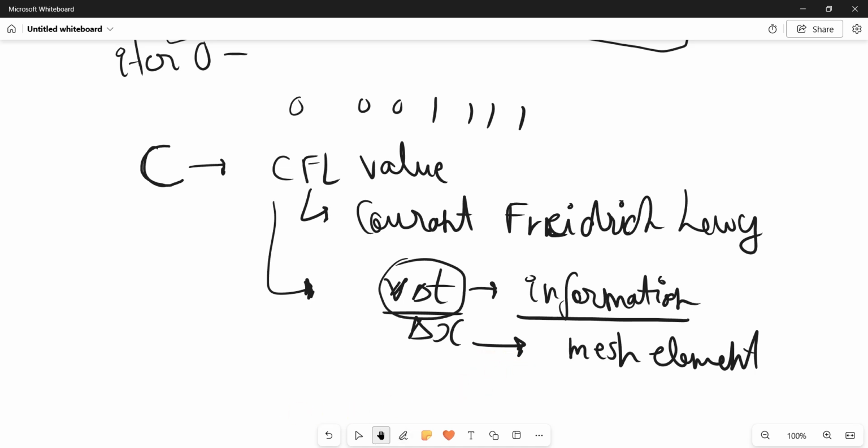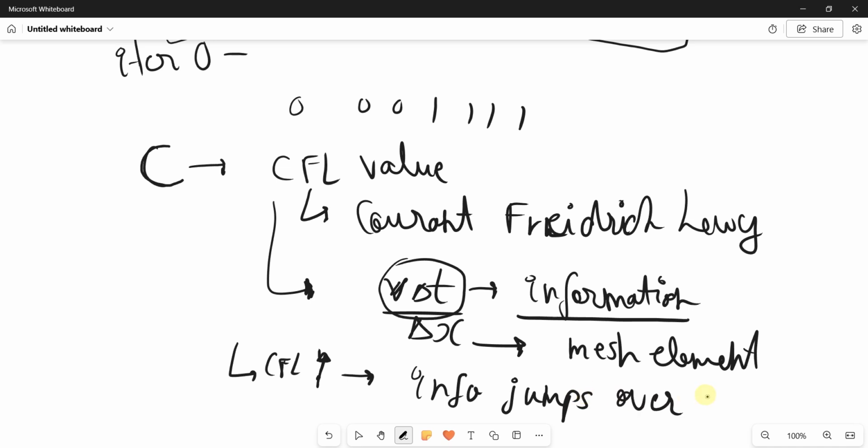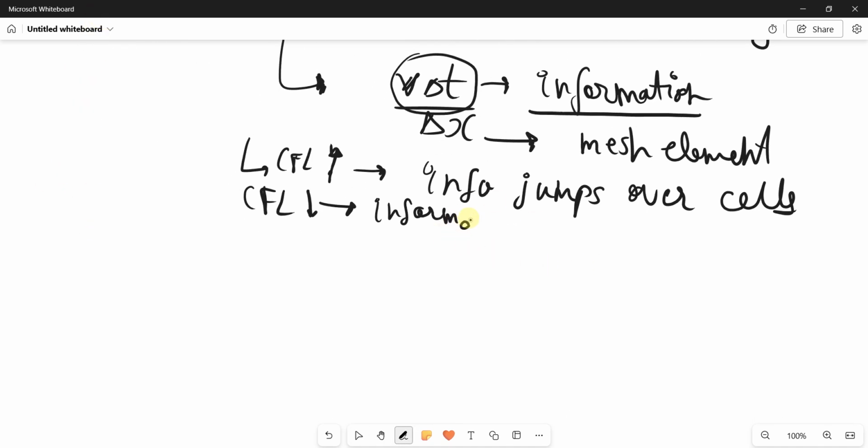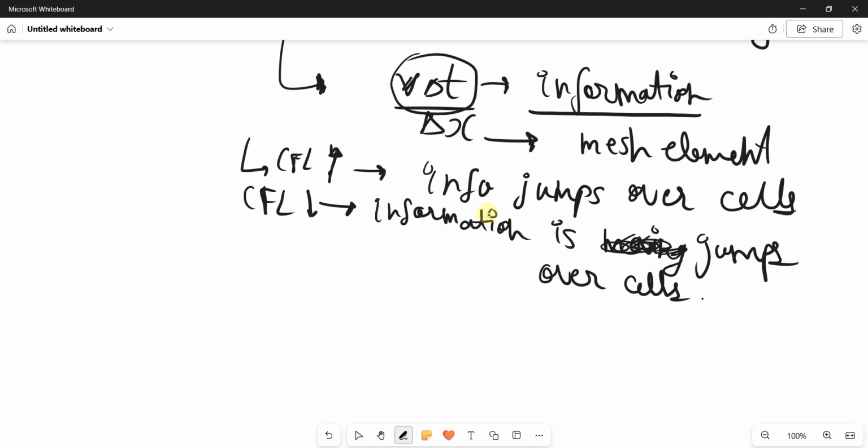If your CFL is too large, what will happen is that information jumps over many cells, right? And if CFL is low, which is what we usually prefer, it means that information jumps less over cells, right?